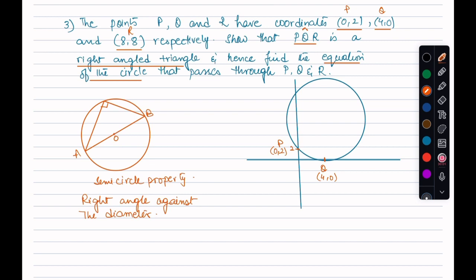So here again, if they are saying that PQR should be a right angle triangle, then this means that P and R should be making the diameter of the circle. That's only possible if P and R are making the diameter of the circle, because against the diameter we will always have a right angled triangle.